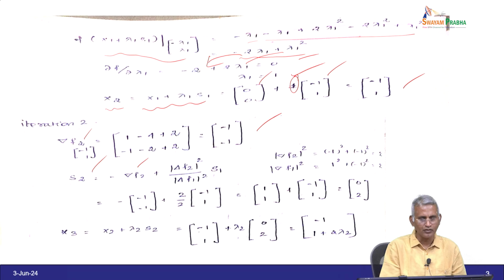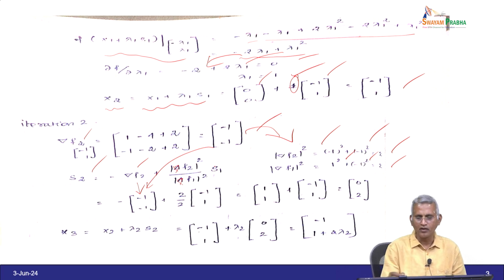Then we have minus 1 comma 1, and S2 is given by the formula minus delta f2 plus modulus of delta f2 whole square by modulus of delta f1 whole square into s1. Modulus of delta f1 square is, taking the individual squares, minus 1 square plus minus 1 the whole square, therefore the value is 2. Similarly, delta f1 we already found is 1 comma minus 1, therefore 1 square plus minus 1 the whole square is 2. Now substitute here, delta f2 is nothing but minus 1 comma minus 1.